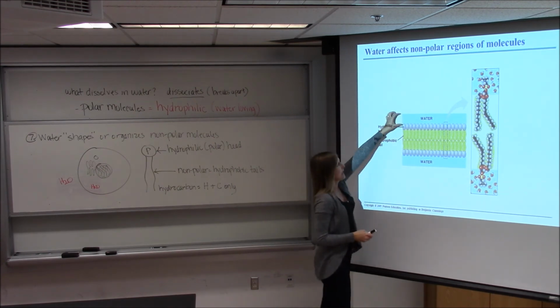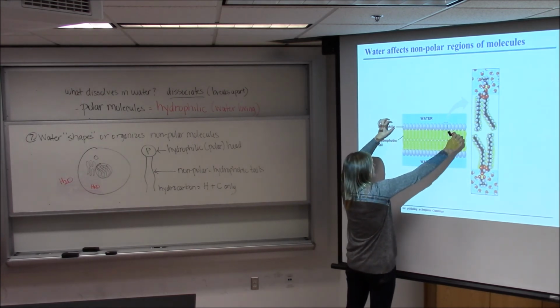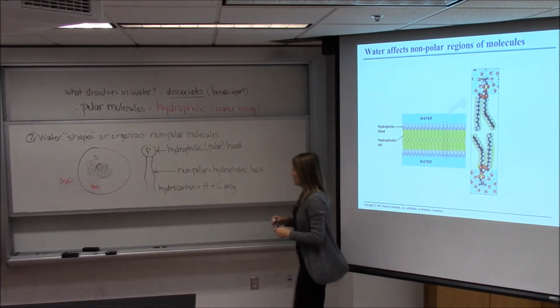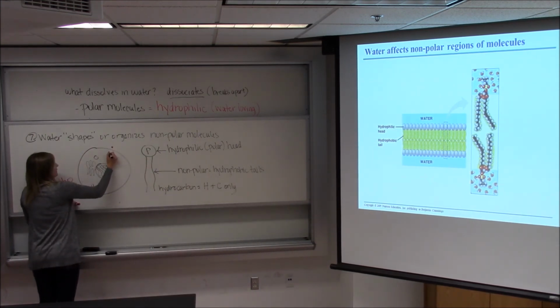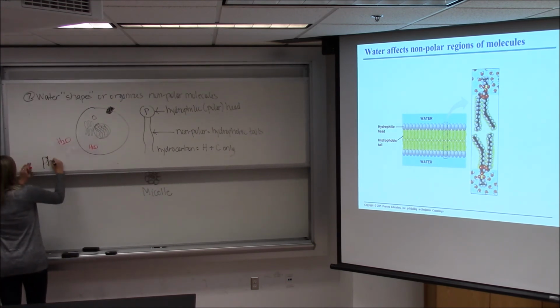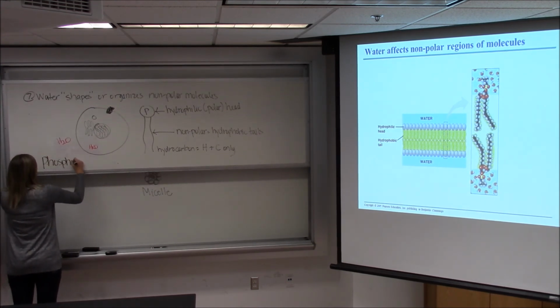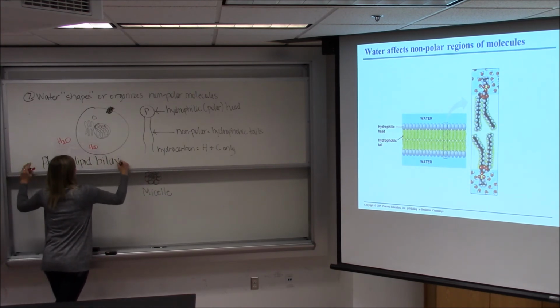So water on the outside, water on the inside. Heads, heads, all the tails point inward. So if you imagine that along the whole surface of your cell, heads pointing toward the water, and all the little water-fearing tails pointing in. And that's called a phospholipid bilayer.